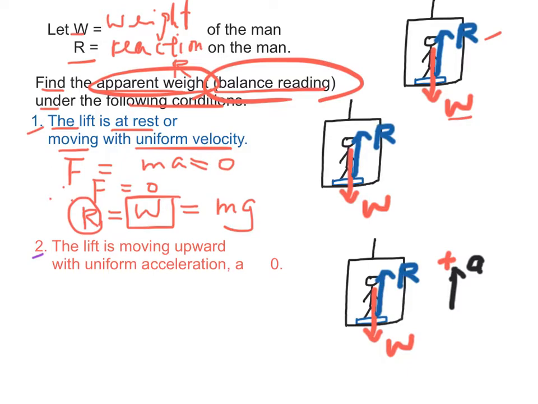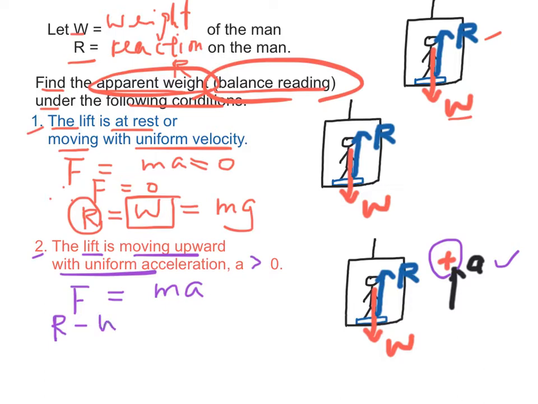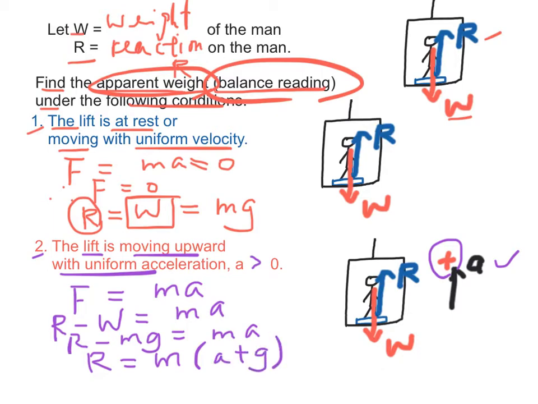Case 2. The lift is moving upward with uniform acceleration a. a is larger than 0. If we take upward as positive, by F equal to ma, we have R minus W equal to ma, R minus mg equal to ma. Therefore, the reaction force R equal to m(a plus g), which is larger than mg.